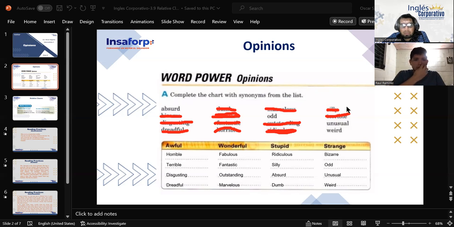So not only the ones that we have over here, but also this one's awful, wonderful, stupid, and strange. Now, stupid, it may sound for us in Spanish like a rude word, like something very bad. But in English, they use it in a softer way. So it's not as strong as it sounds in Spanish. Of course, it's not nice to use it at all.